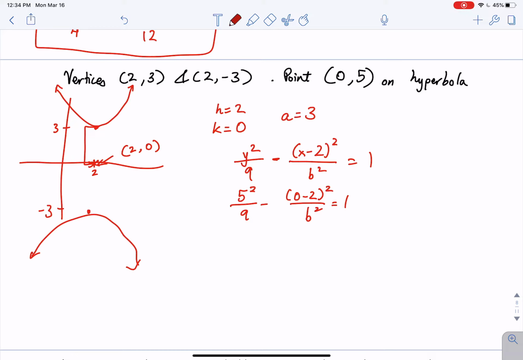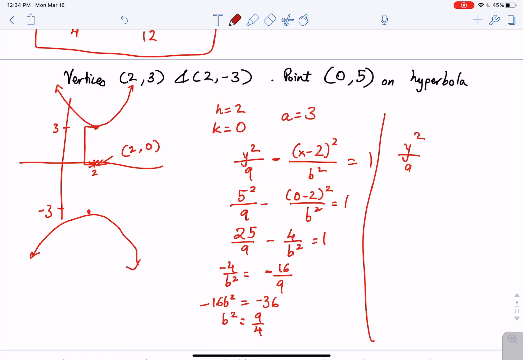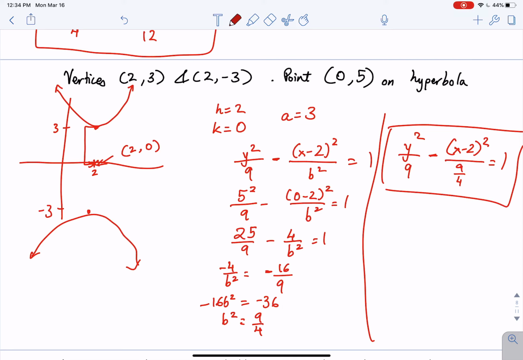So I can start evaluating this. I get 25 over 9 minus 4 over b squared equals 1. I can subtract 25 over 9. So 1 is 9 over 9, so that's negative 16 over 9. And then I can multiply that. Get b squared is 36 over 16, or 9 over 4. I don't really need to solve for b. I can leave it at b squared because my equation just needs b squared. So I write in y squared over 9 minus (x minus 2) squared over 9 over 4 equals 1. And that's my hyperbola equation.